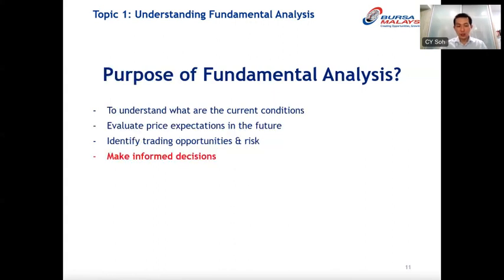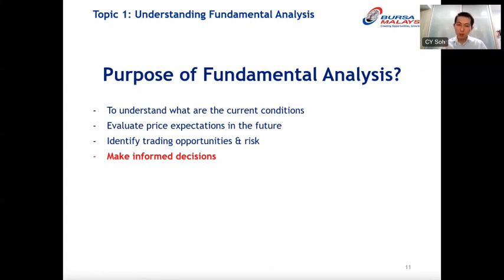When you do fundamental analysis, it involves analyzing different types of information, both qualitative as well as quantitative. Later on, I am going to share with you what you would want to look at in trading the Malaysia futures market. The purpose of fundamental analysis is to help us understand the market better, especially the current conditions of the market, to evaluate future price expectations, to identify trading opportunities and risks, and finally make a well-informed decision.